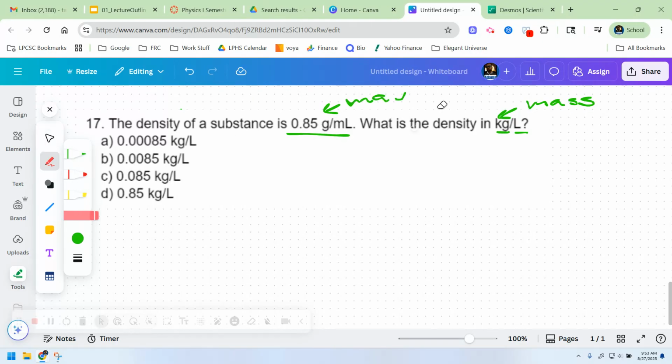Oh shoot, this thing's acting wonky again. If I write too fast, the computer freaks out.